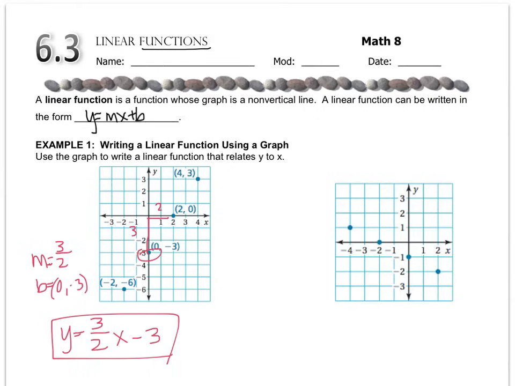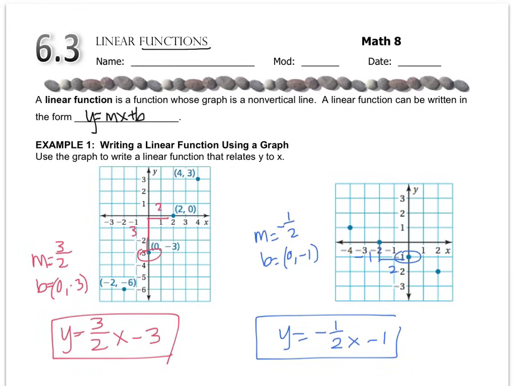And the second example, I need the slope and I need the intercept. So slope is down 1, so that's -1, right 2, so the slope is -1/2. And the intercept is right here at 0, -1. So the function is y equals -1/2 x minus 1.